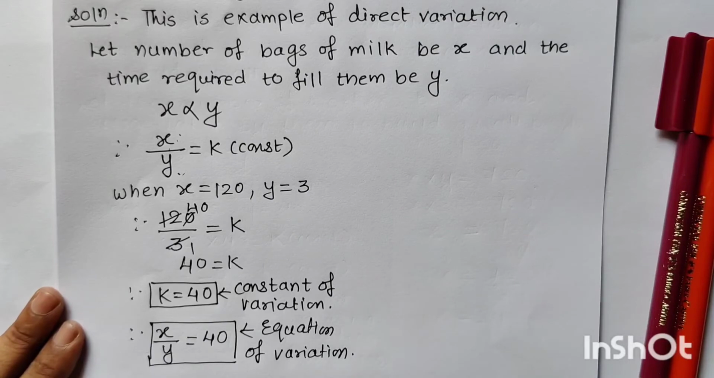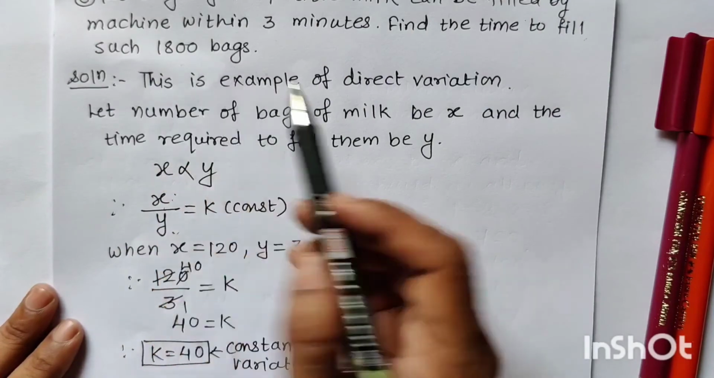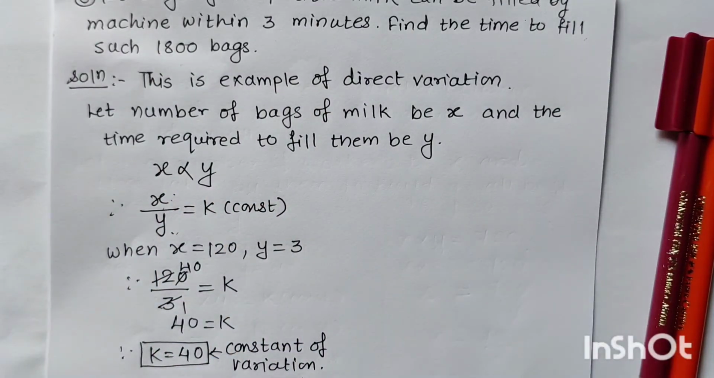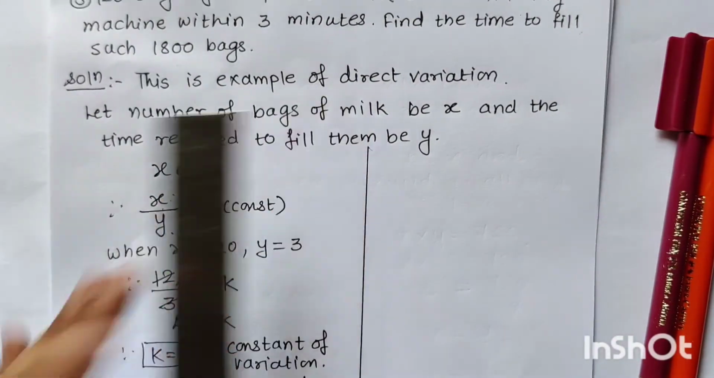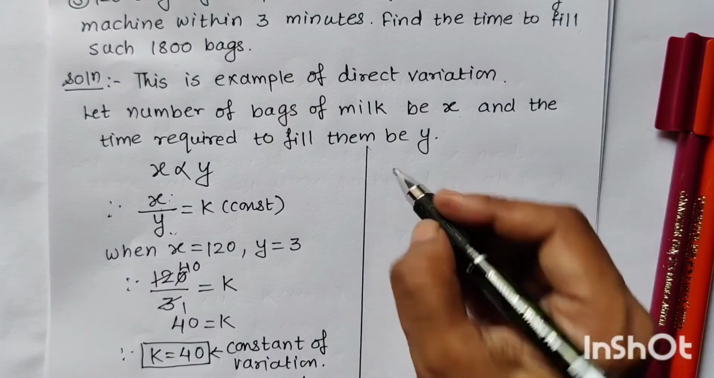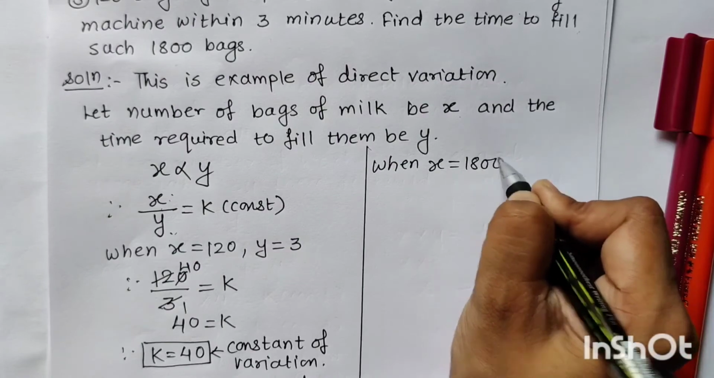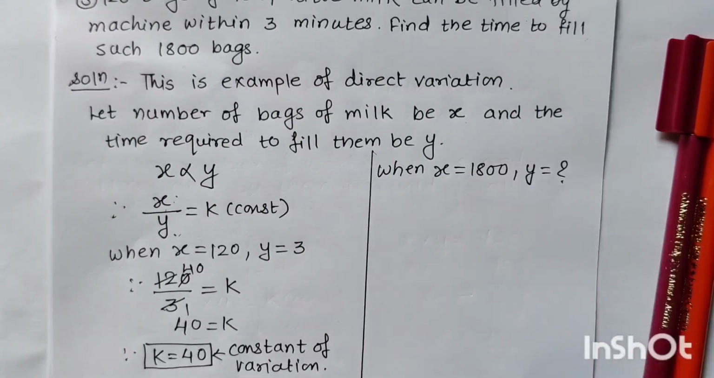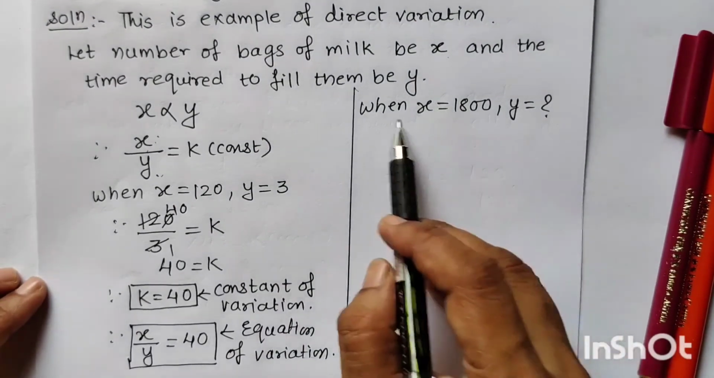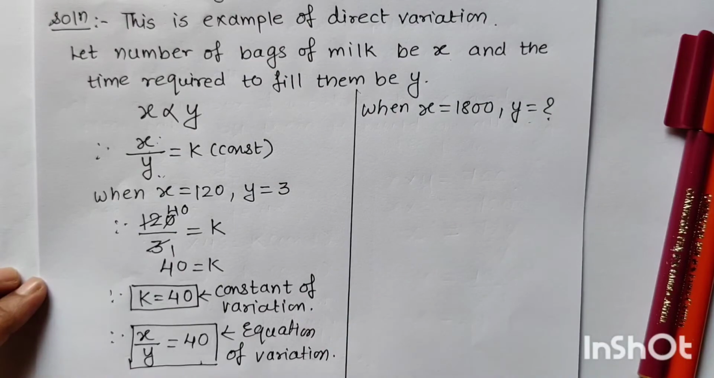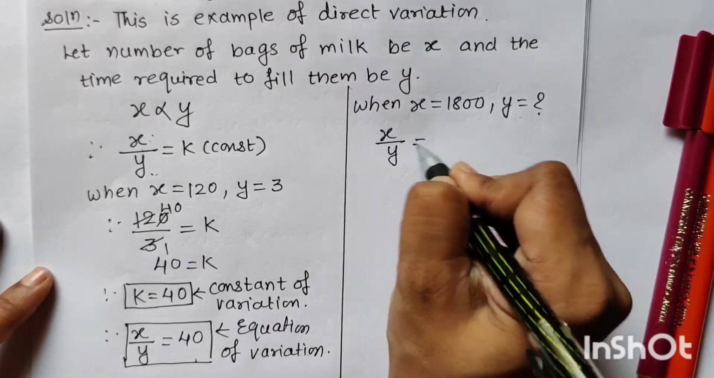Now, let us read the next statement from our question. Find the time to fill such 1800 bags. Now, the number of bags is given and we have to find the time taken to fill them. We have taken variable x for the number of bags. So, when the number of bags, that is x, is equal to 1800, we have to find the time taken to fill them, which is y. So, let us solve. How to solve? After writing these values, we write down the equation which we got earlier. So, the equation is x upon y is equal to 40.